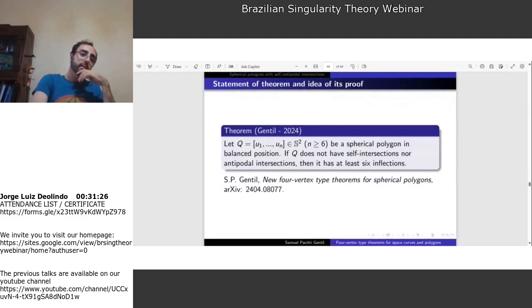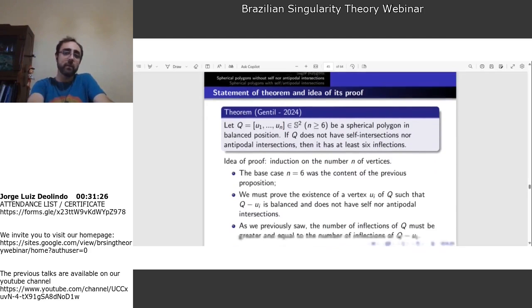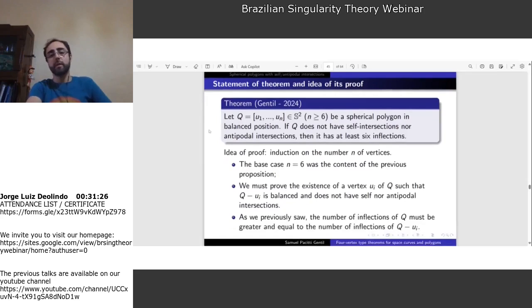I'll talk briefly about the statement of the theorem and the idea of its proof. I will not go into detail here, especially because it's quite technical, but the theorem says that if you have a spherical polygon in balanced position, and moreover it does not have self-intersections nor antipodal intersections, then in this case it will have at least 6 inflections. And again, this is only the outline of the proof. It's an induction on the number n of vertices. The base case was the content of the previous proposition.